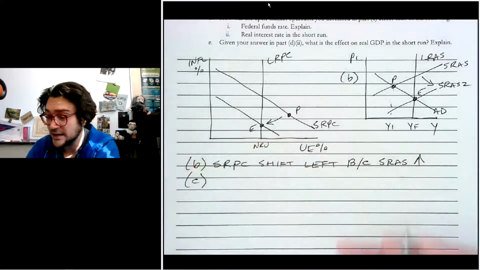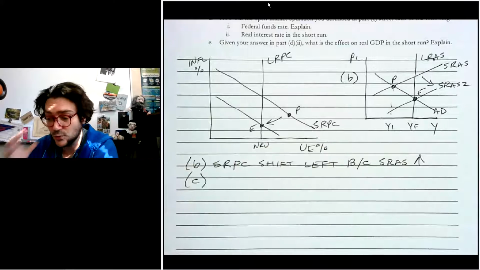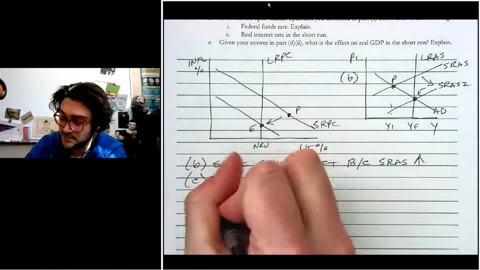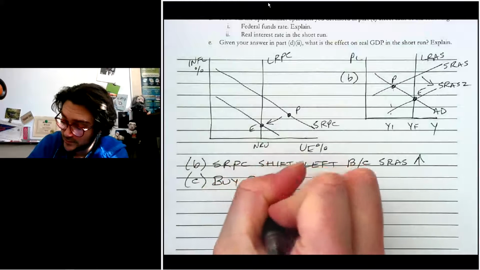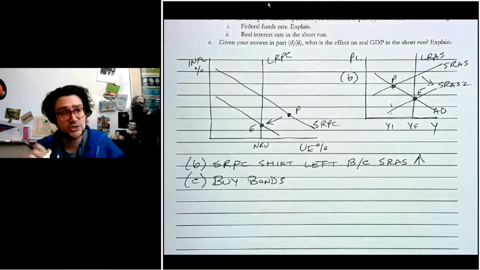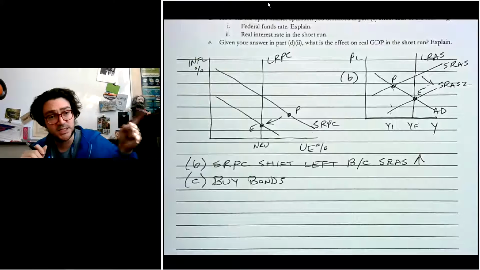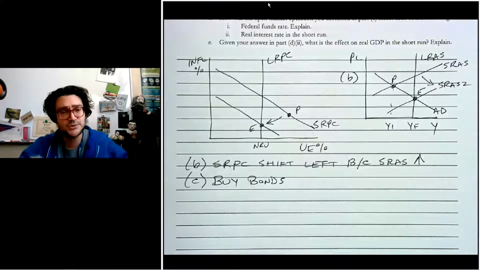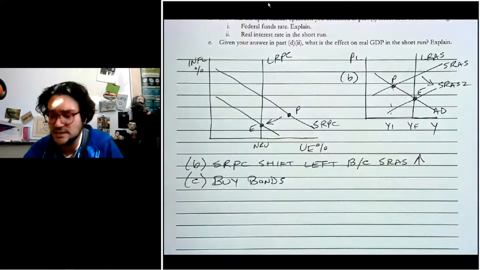All right, part C: if the Fed wants to lower unemployment, what expansionary open market operation should it do? It should buy bonds to make the money supply bigger. At this point, you've got to be able to very quickly make the connection between the policy response and being in a recession. They buy bonds, make the money supply bigger, push the interest rate down, and consumption and investment rise.